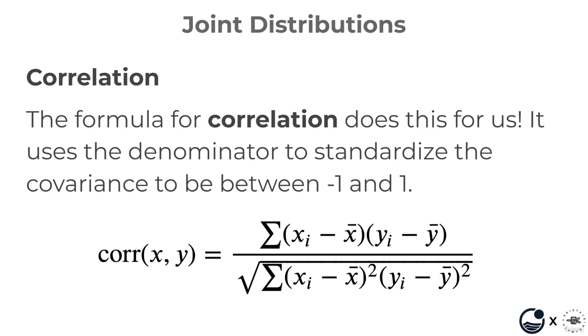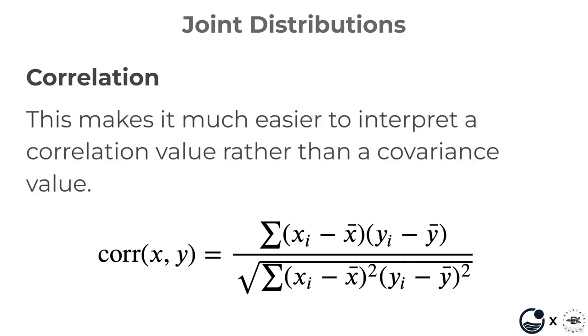You can easily then interpret that number, and you don't even need to know anything about the ranges of X and Y. So this makes it much easier again to interpret a correlation value rather than a covariance value, which is why in the real world, you pretty much always see correlation being reported rather than covariance being reported.